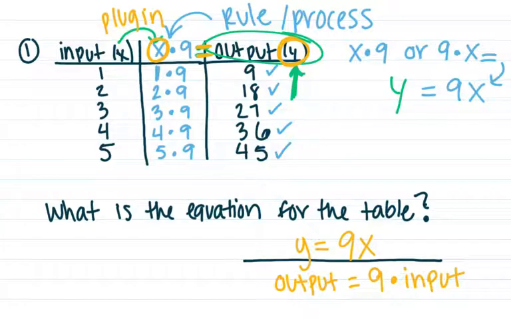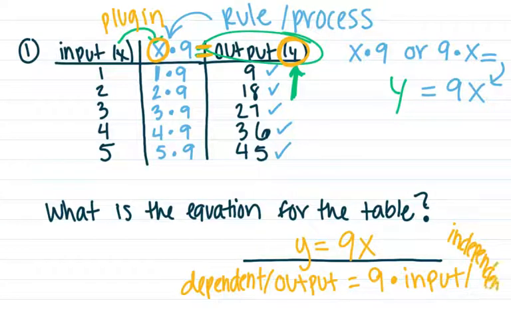Again, the output is also known as the dependent quantity. So don't forget that vocabulary word, because our answer depends on what we plug in. And our input is known as our independent quantity. So don't forget those other vocabulary words that we talked about way back in our first algebraic relationship video.